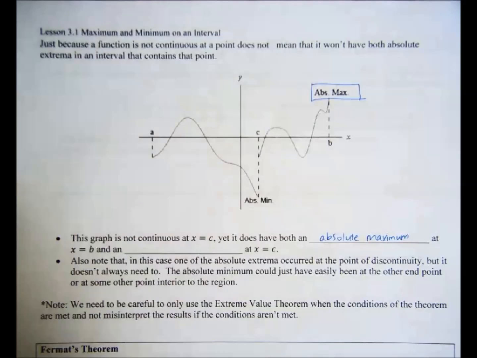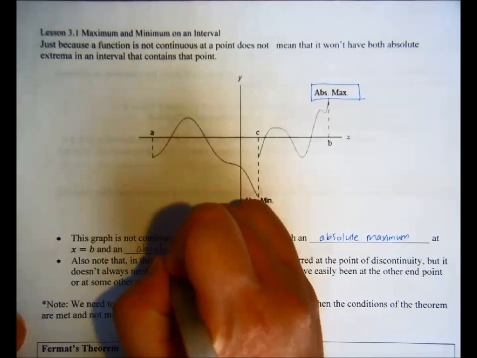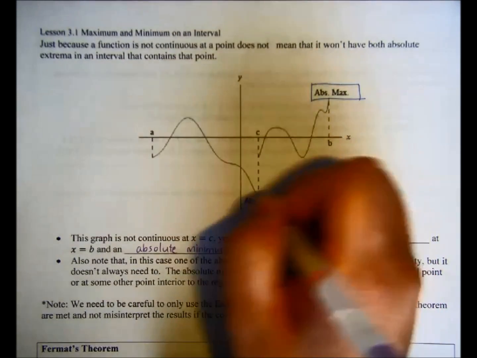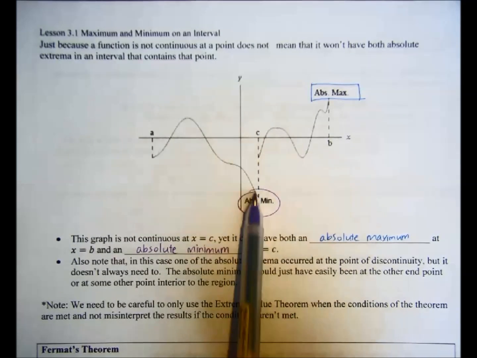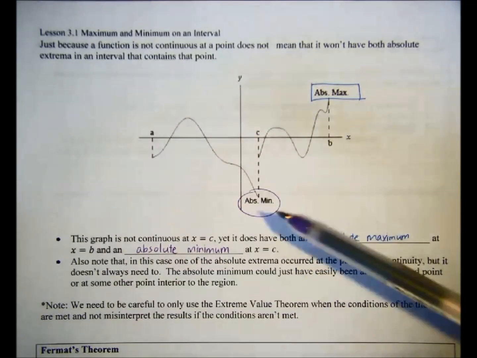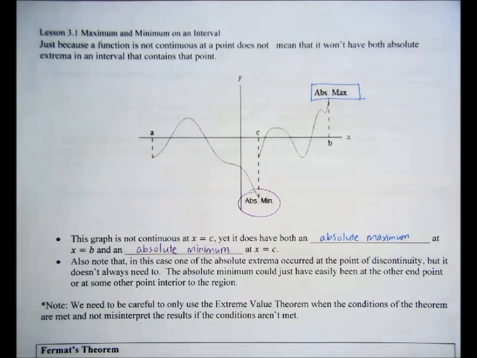As well as an absolute minimum at x equals c, even though the graph has a break at x equals c. Okay, so in this case, I'm showing you a graph that has an absolute extrema at the point of discontinuity, but it doesn't always need to. The absolute minimum could have been at the other endpoint or at some other point that's contained within the function. So basically, we need to be careful to only use extreme value theorem when the conditions of the theorem are met, but not misinterpret the results if the conditions aren't met.